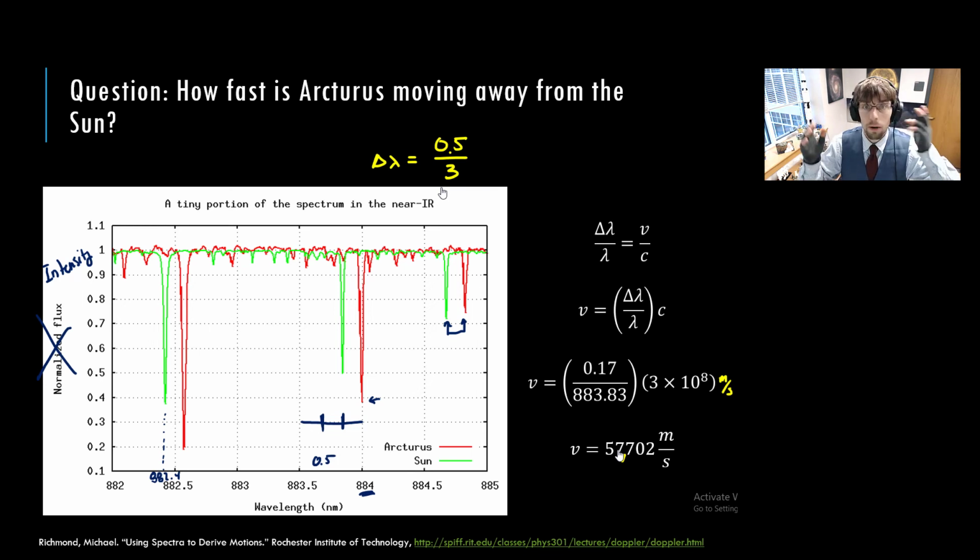In miles, that's about 40 miles every second, which is wicked fast. Keeping in mind, this is an entire star. This isn't just like a car or a bullet or a rocket. This is a huge, massive star moving at this speed.